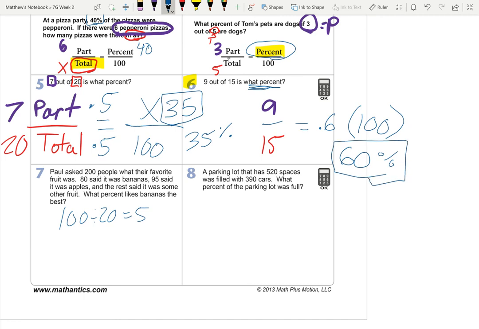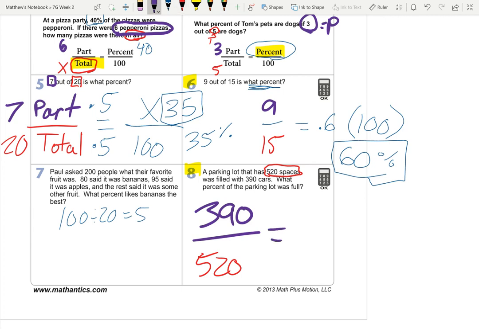So that's another method you can use to solve your percentage. Let's go ahead and do problem 8 here using that method. A parking lot has 520 spaces. Okay, so that's my total. And it's filled with 390 cars. So 390 over 520. What percent of the parking lot is full? Again, all I need to do is divide 390 by 520 to get 0.75. And now I need to multiply it by 100 to convert the decimal into a percentage of 75%.